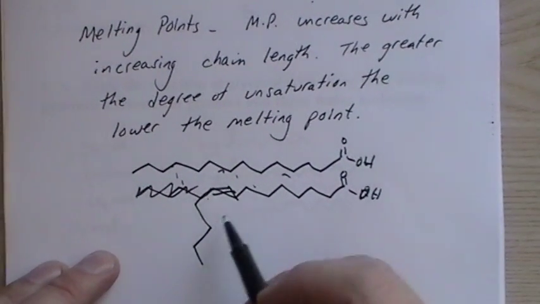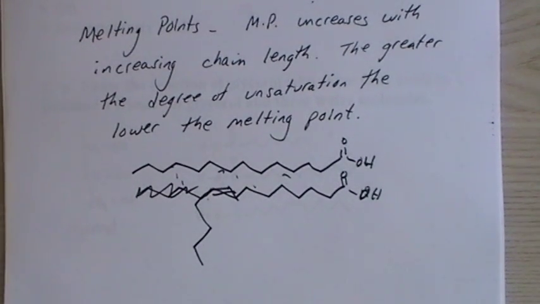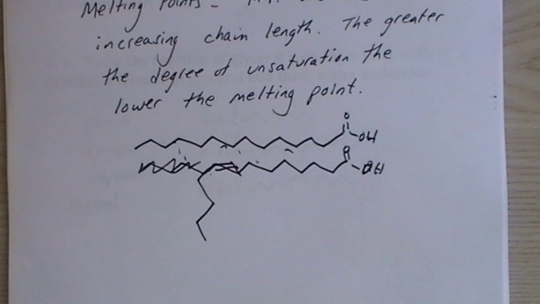So it's just the shape of them prevents them from having the same intermolecular forces between them, and that will lower their melting point, because it won't be as difficult to break those intermolecular forces and cause them to melt.